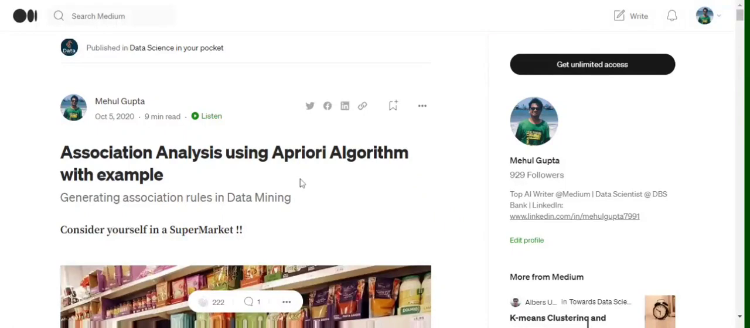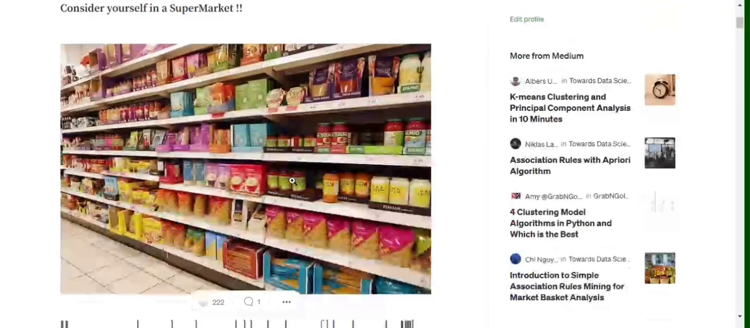So hi everyone. Today we'll be discussing what is association analysis and how to calculate association rules using the Apriori algorithm with an example. So let's get started. First of all, let's understand what is association analysis and why it is important.